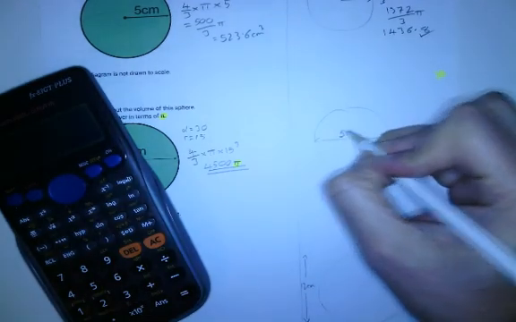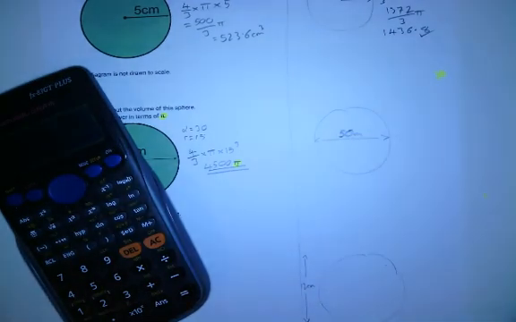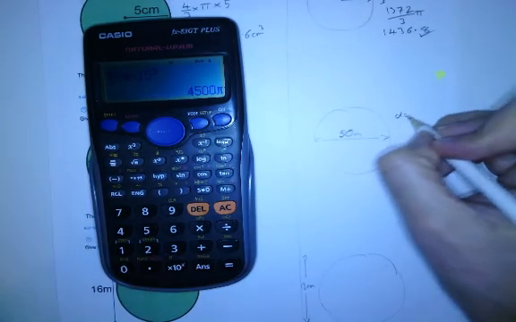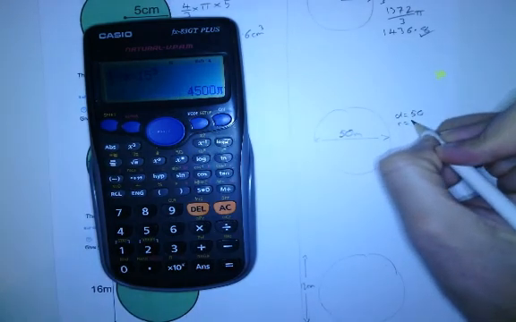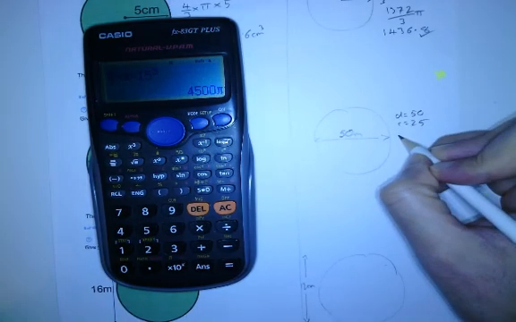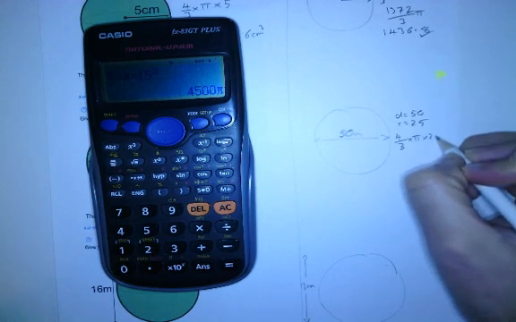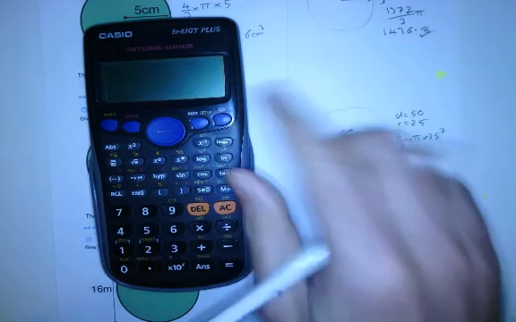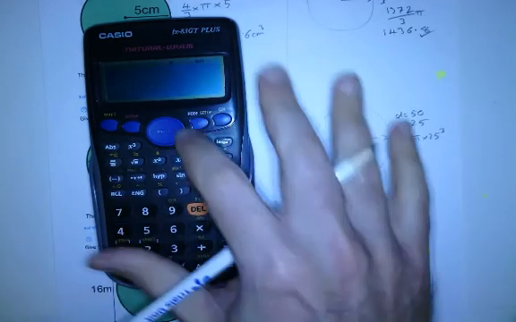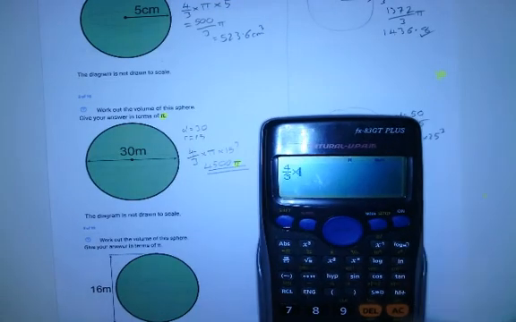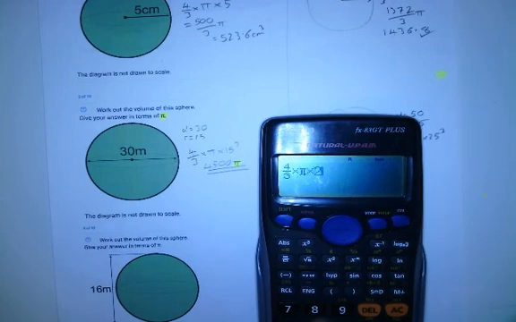Have a go at this one. That says 50 on it. Apologies for my writing. Okay, so what you should have done here was the diameter there is 50, which means the radius is 25. So your working out should look like this: 4 over 3 times pi times 25 cubed. We've got 4 over 3 times pi times 25 cubed.